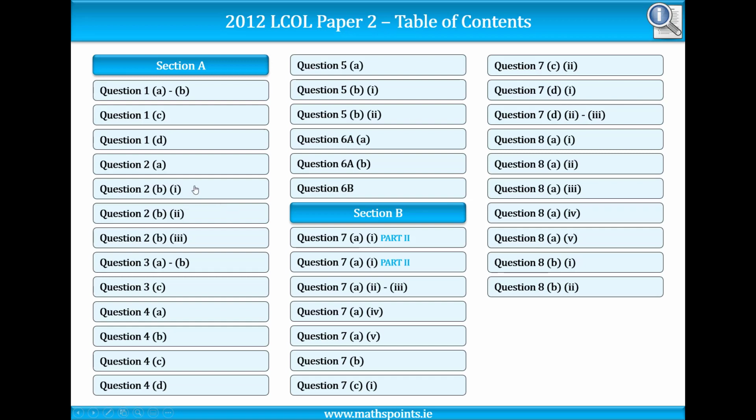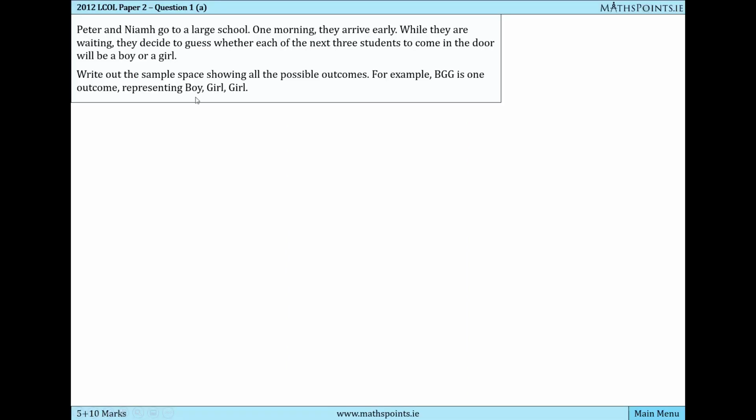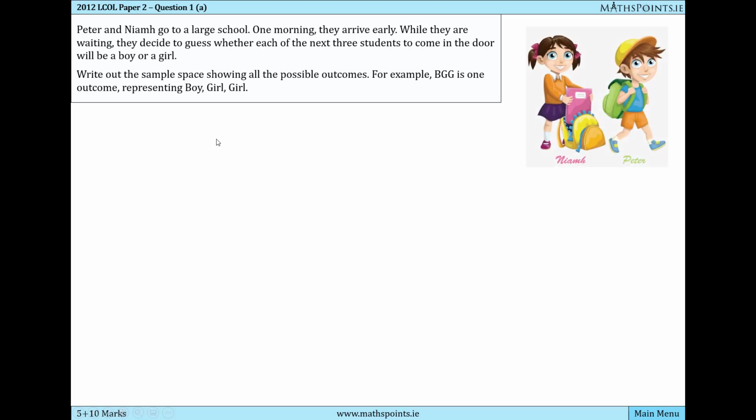So let's take a look at a probability question from the 2012 Leaving Cert Ordinary Level Paper 2. So we're looking at question 1, and this question is about two students at the door of a school guessing whether the next students in through the door are going to be boys or girls.